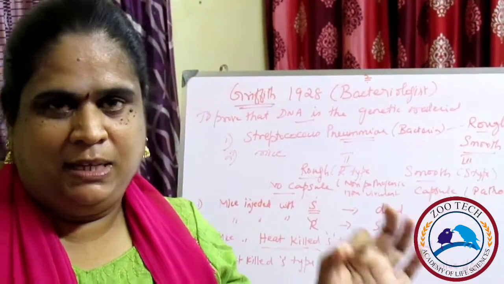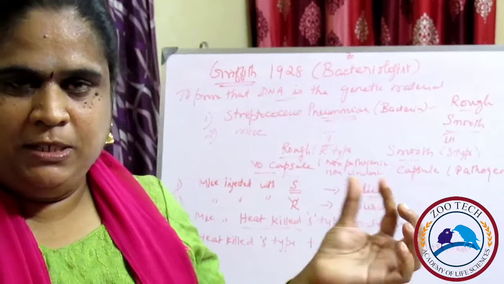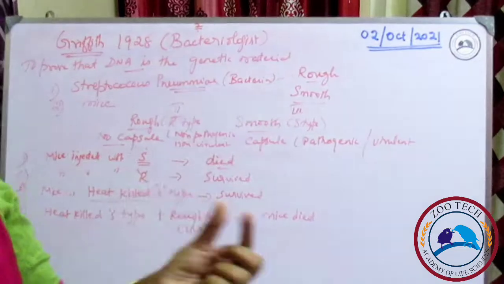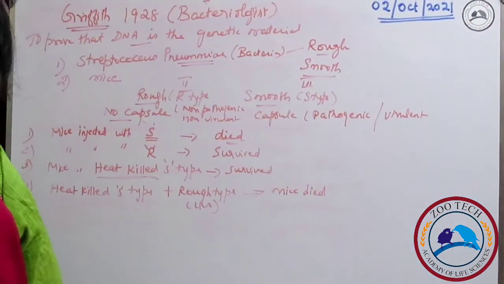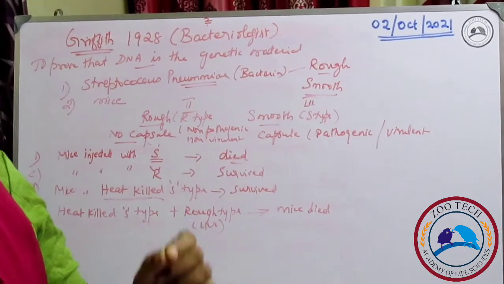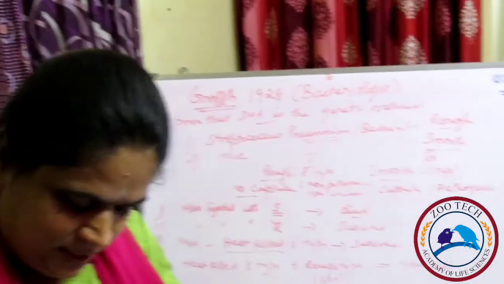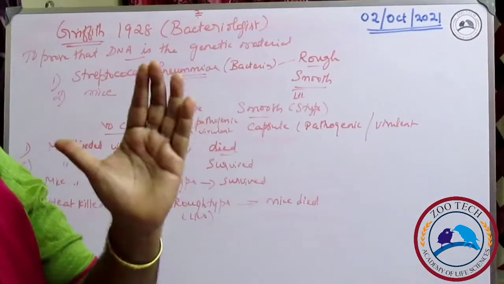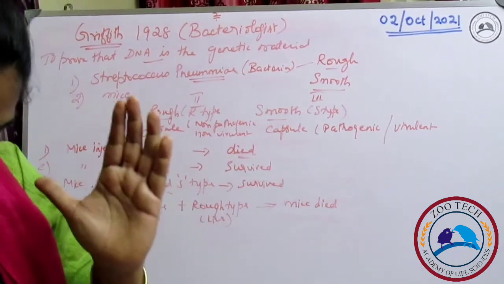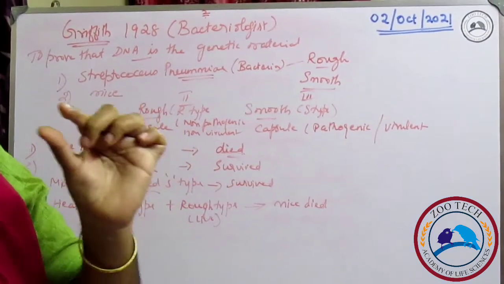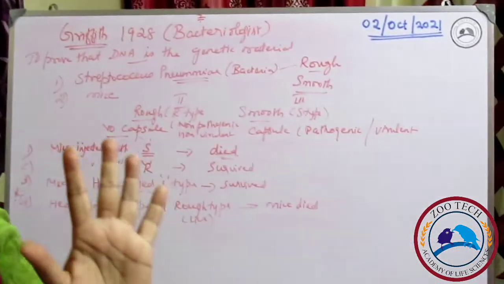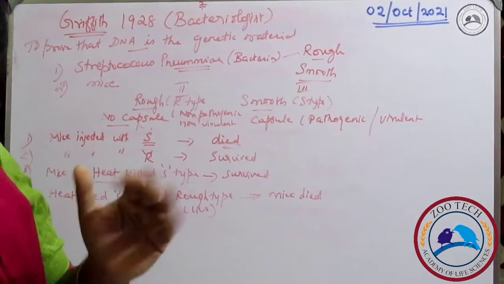He indicated that some sort of information had been passed from the dead type 3, that is the dead S type, because heat-killed bacteria are dead, to the live type R. Blood sampling showed that the blood of the dead mice contained both live type R cells and live type S cells. That is, both S type 3 and R type 2 were live. Get my point? Both were live.